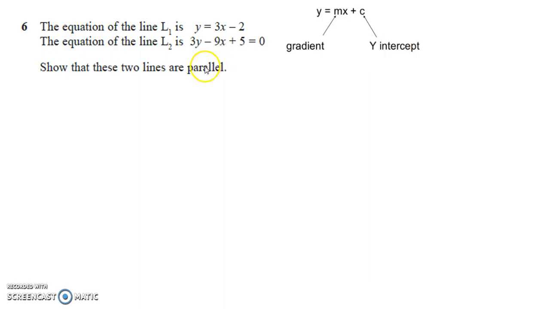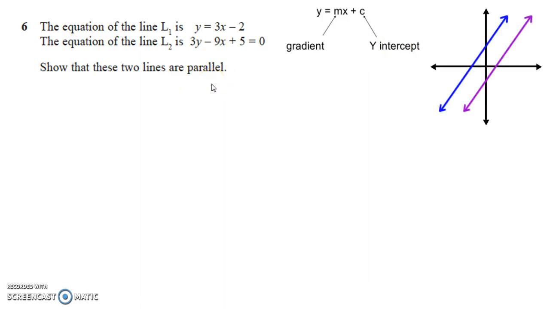And as we are trying to show that the two lines are parallel, it might be useful to think about, here are two parallel lines. What is it that makes them parallel? Well, it's the gradient. They've got the same steepness, the same gradient. That's what makes the lines parallel. So we've got to show that these two lines have the same gradient, basically.